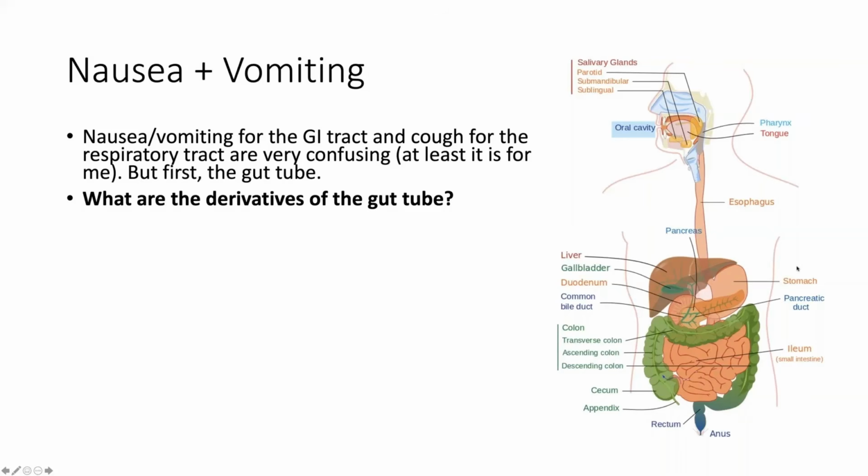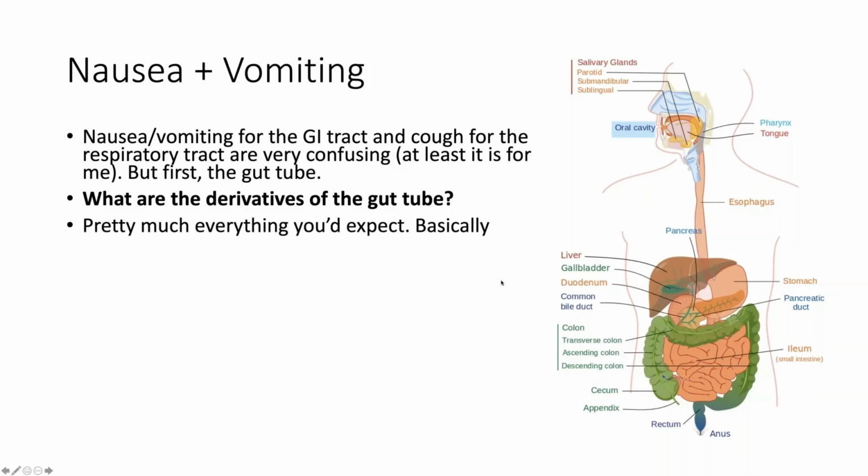Zach, what are the derivatives of the gut tube? Yeah, derivatives of the gut tube come from endoderm. So you're going to have your pancreas, liver, appendix, and stomach. What else? And then your intestines, so small intestine, large intestine. Perfect. Basically everything from your esophagus all the way downwards. Sorry, those are the gut buds, right? Exactly. Yeah.